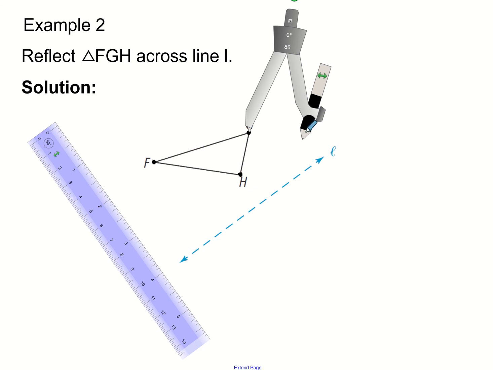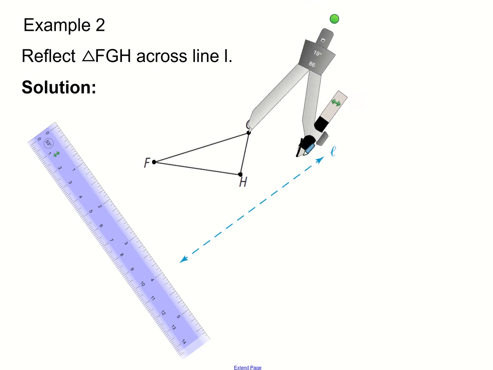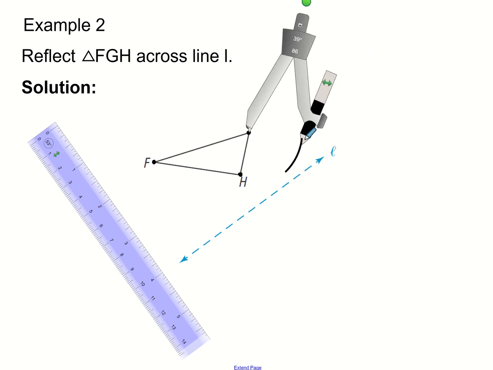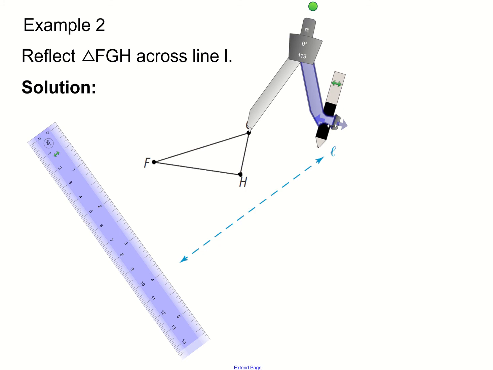Now I'm going to draw an arc across the line L. And actually what I'm going to do, I'm going to extend it a little bit further because I won't be able to draw an arc that cuts through the line. So I want to cut through the line here.